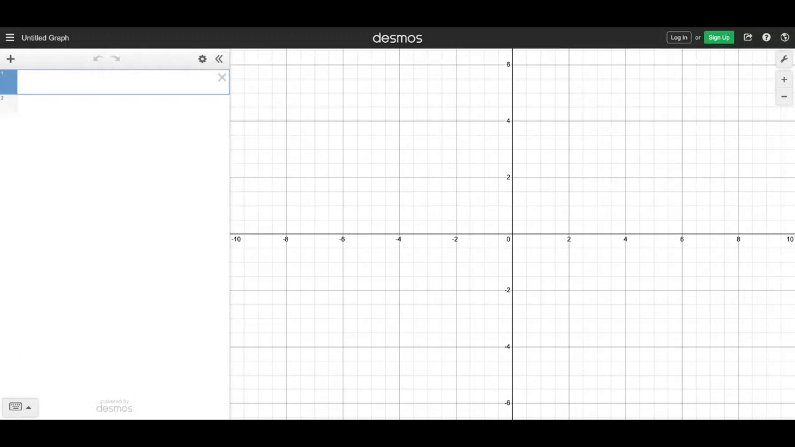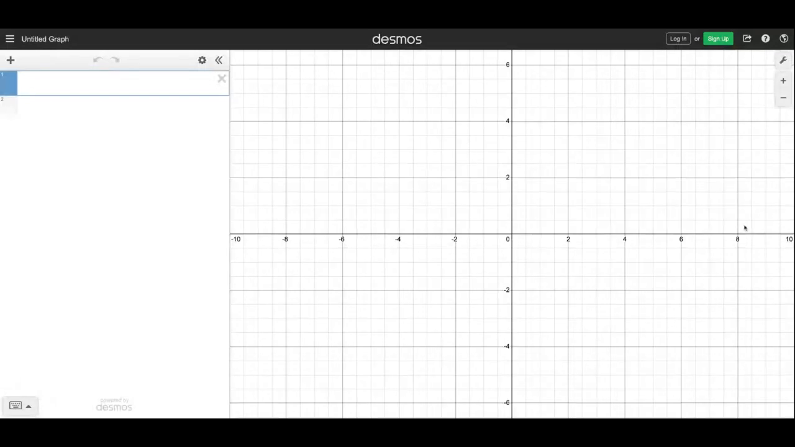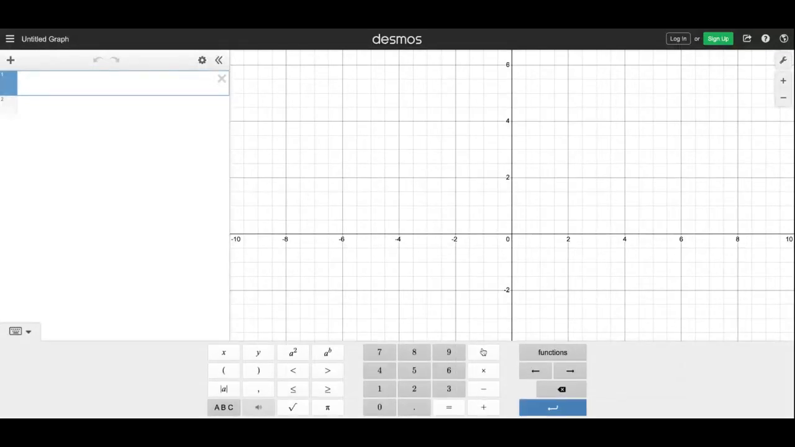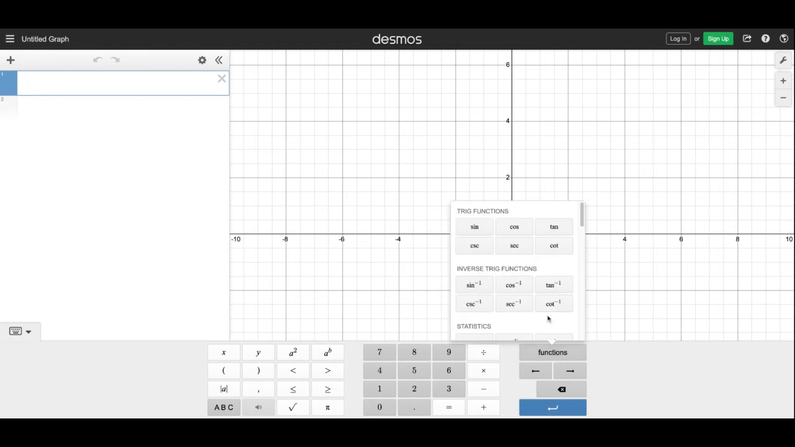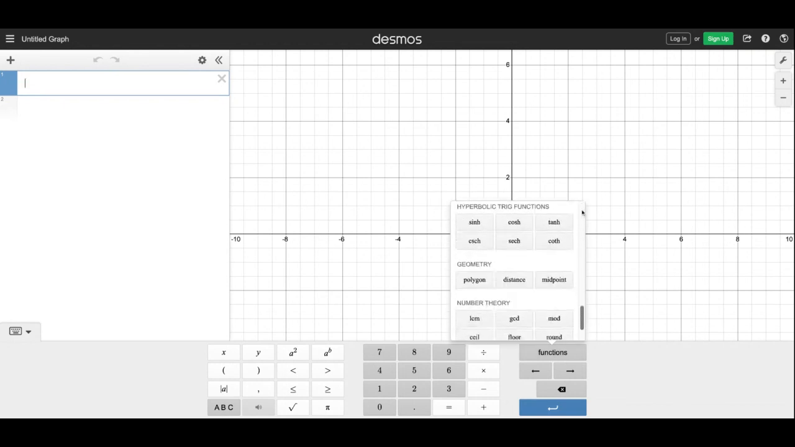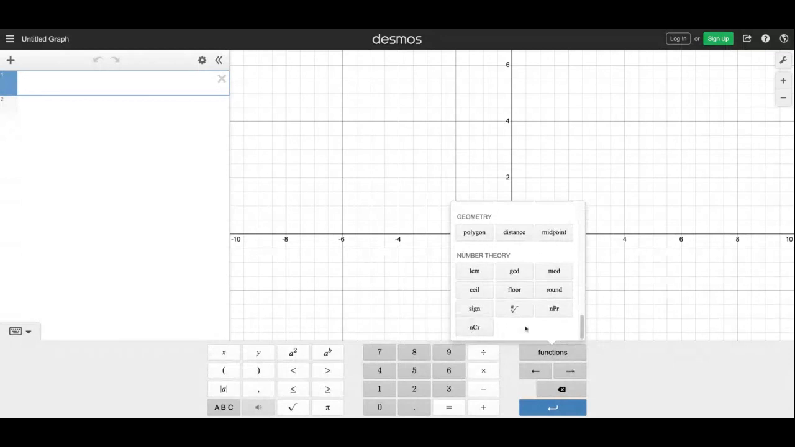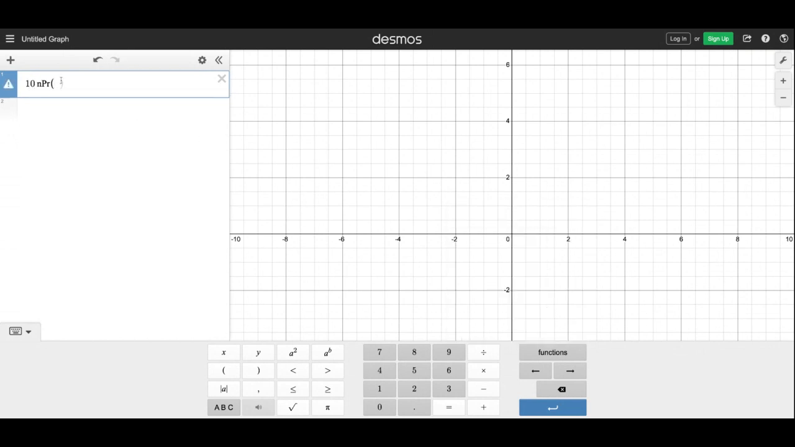All right, so if we're on Desmos, we're going to hit this little keyboard down at the bottom. Then we hit functions, and scroll all the way down to where it says nCr or nPr. Before we do that, you always have to put the first number in. This one was 10 permute 4, so you put 10 here, hit nPr, and then put the last number in, which was 4. Hit enter. Oh no.